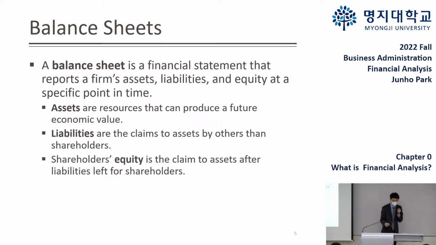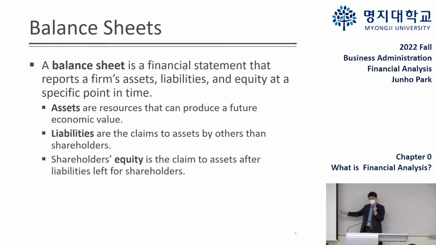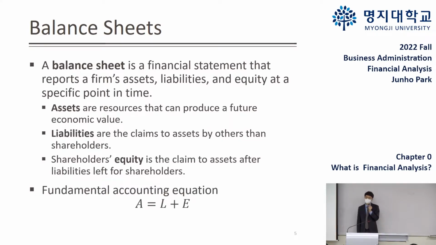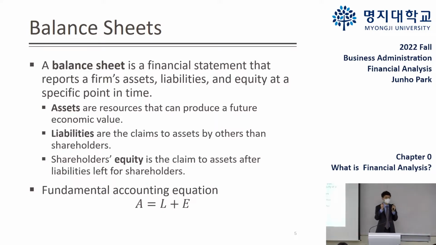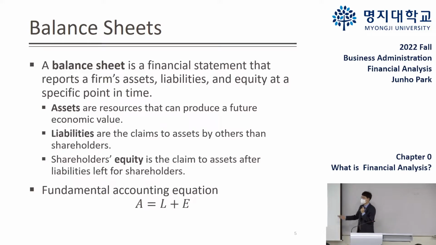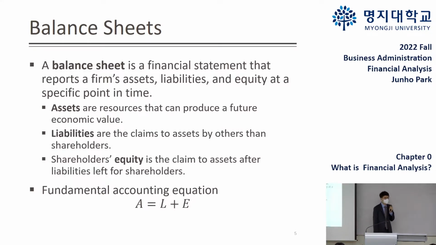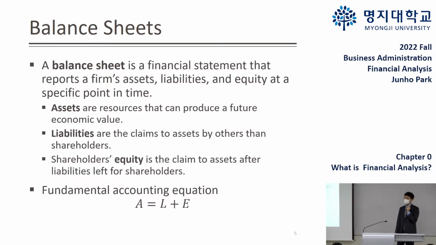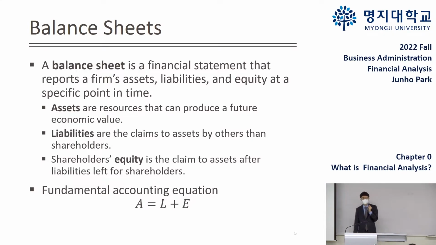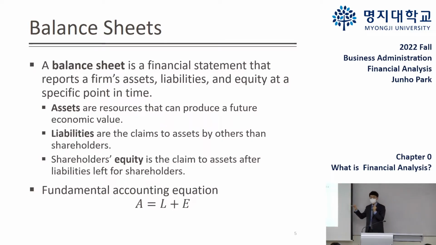So by definition, if you have assets, then take out the liabilities, and then what is left over is the shareholders' equity. So we can write it in a very simple equation, what we call the fundamental accounting equation. The fundamental accounting equation states that assets are always the same as the sum of liabilities plus shareholders' equity. However, actually, there is a very small minor error in this term, fundamental accounting equation.